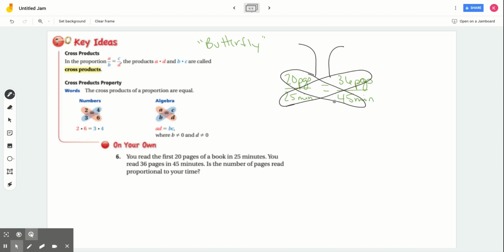As you multiplied both of these numbers, you should have found out that 20 times 45 is 900, and 25 times 36 is also 900. So since our cross products are equal to each other, these are proportional. If our cross products were not the same, then it would not be a proportional relationship.